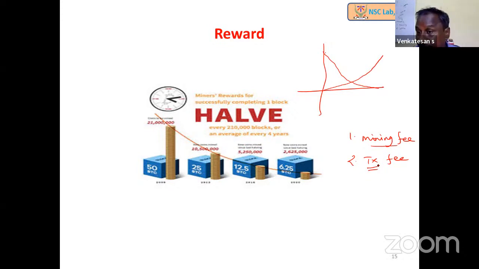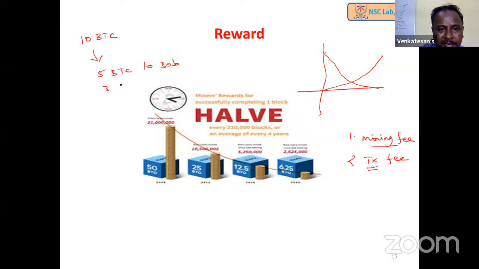So how the transaction fee will be determined in a transaction is, for example, there is an input transaction of 10 BTC. Now we are creating output transactions out of this. We say 5 BTC to Bob, 3 BTC to Alice, that is back. That's it. Now you see, the input is 10 BTC and the output is 8 BTC. That means the 2 BTC is going as the transaction fee.